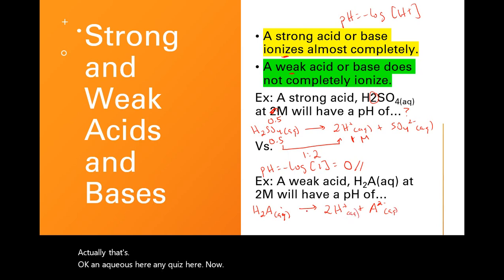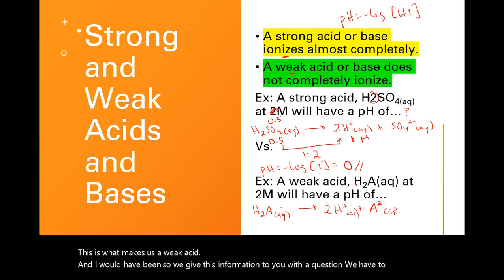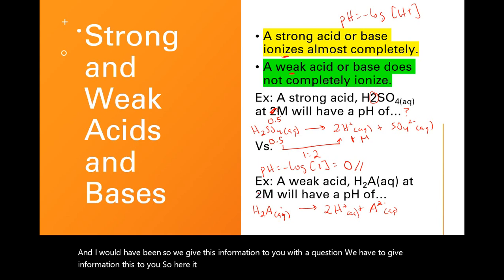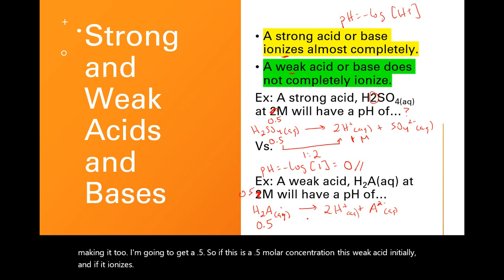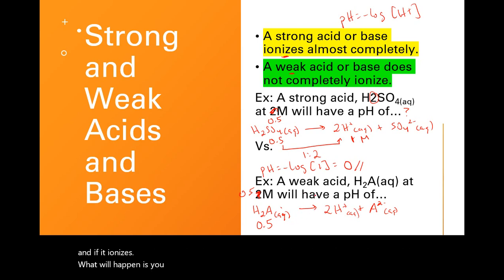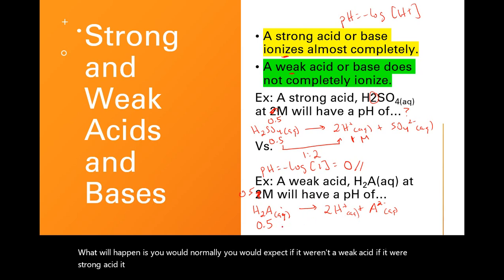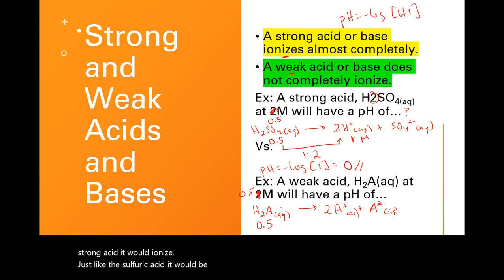Now, this is what makes this a weak acid. And I would have to in some way give this information to you, or the question would have to give information like this to you. So here, again, I'm going to change instead of making it a 2, I'm going to make it a 0.5. So if this has a 0.5 molar concentration, this weak acid initially, and if it ionizes, you would expect, if it were a strong acid, it would ionize just like the sulfuric acid. It would be 1 mole per liter because it's a 1:2 ratio.